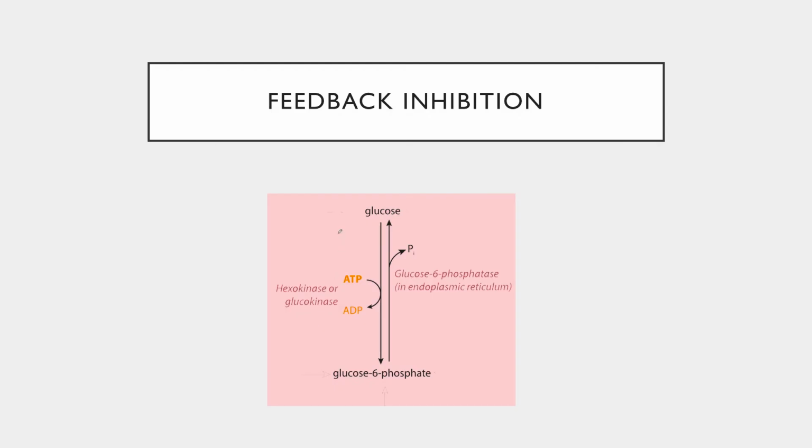One specific example of feedback inhibition is illustrated here. When we look next at glycolysis, we'll see that the initial step in that pathway is the phosphorylation of glucose to glucose 6-phosphate. This reaction is catalyzed by the enzyme hexokinase or glucokinase, depending on what tissue you're in. The product of this reaction, glucose 6-phosphate, can feed back and inhibit the activity of hexokinase. This reduces the enzyme's ability to phosphorylate glucose to glucose 6-phosphate. This is a classic example of feedback inhibition.